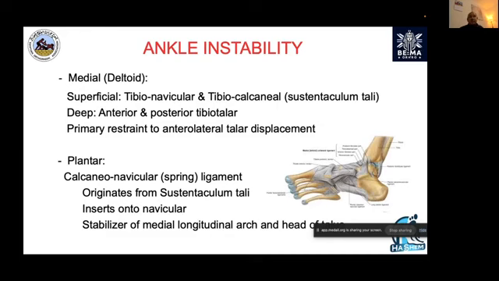On the plantar surface, you have very commonly the plantar fascia, and the most common ligament, the spring ligament, the calcaneonavicular ligament. It goes from the sustentaculum tali of the calcaneum up to the navicular, and the talar head is resting on it.